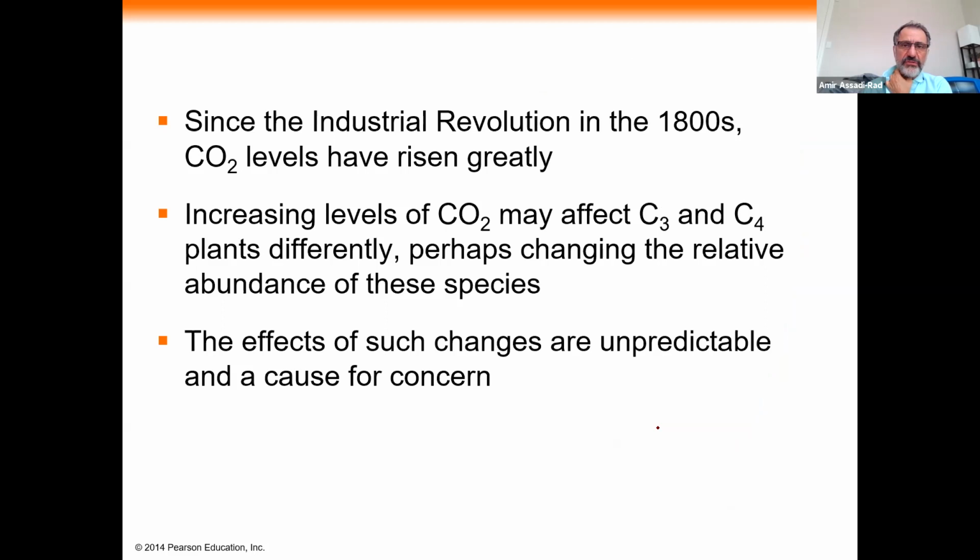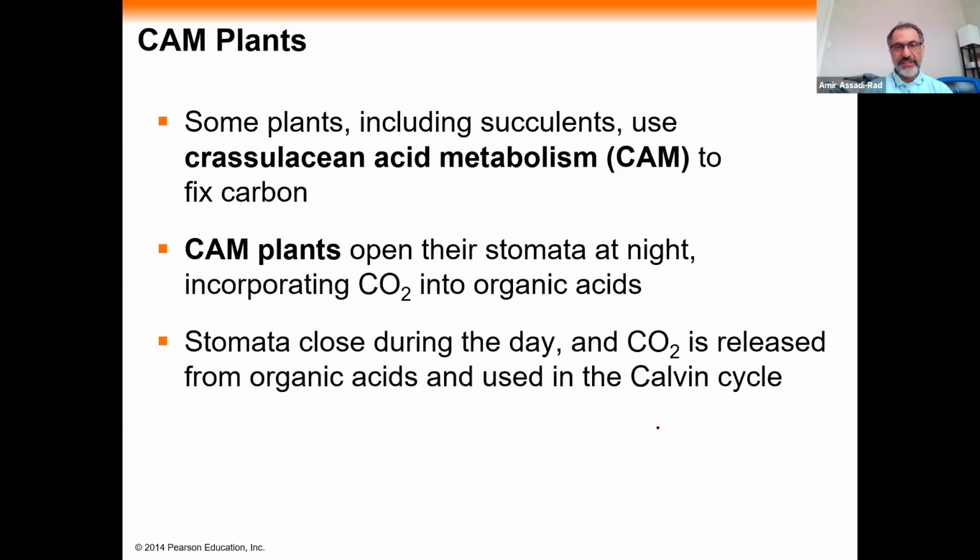Since the Industrial Revolution in 1900, CO2 levels have risen, and increasing the level of carbon dioxide affects C3 and C4 plants differently, perhaps changing the relative abundance of these species. But anyhow, with the effects nowadays, we have fire in California, so that could change it.